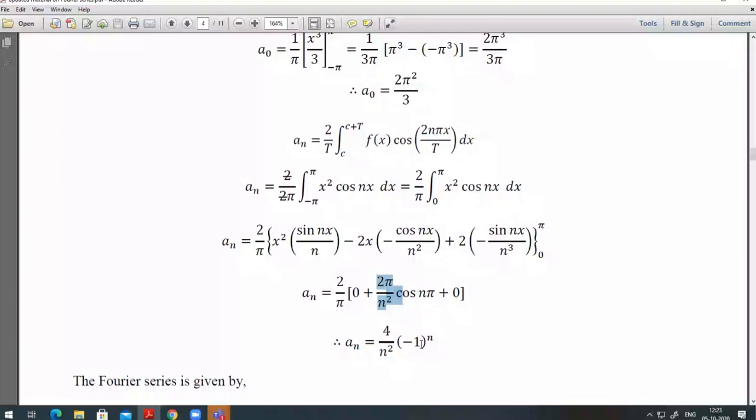So this is an. Now substitute a0 and an into equation 1, we get the required Fourier series expansion for the x square function. So that is pi square by 3.